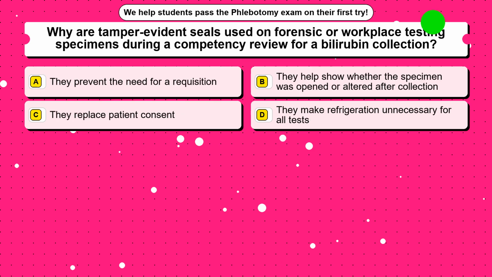Question 48. Why are tamper-evident seals used on forensic or workplace testing specimens during a competency review for a bilirubin collection? Option A. They prevent the need for a requisition. Option B. They help show whether the specimen was opened or altered after collection. Option C. They replace patient consent. Option D. They make refrigeration unnecessary for all tests.